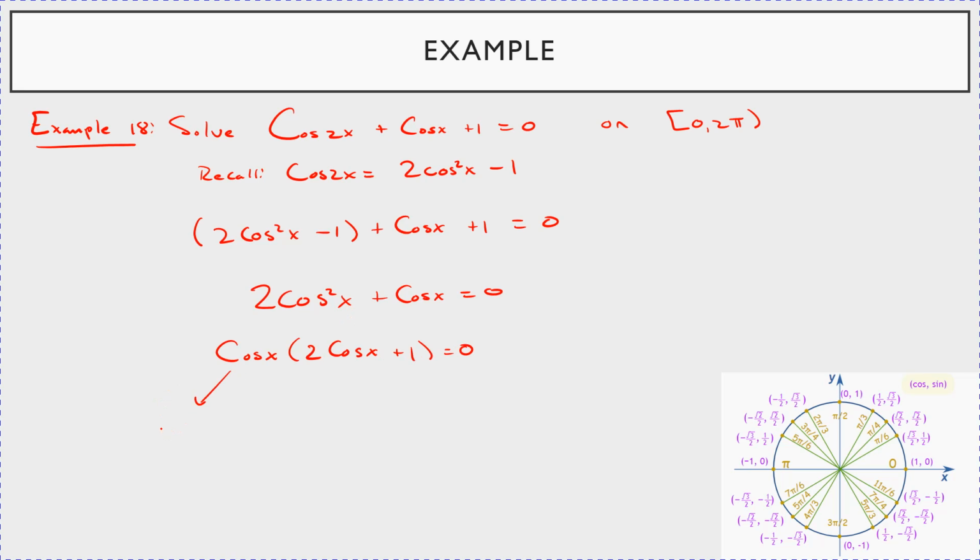Zero multiplication property. So you're looking, where does cosine of x equal 0? Or here you have 2 cosine of x plus 1 is equal to 0. Here you're looking, where does cosine of x equal negative 1/2? Right, so start, when does cosine equal 0? Pi over 2, 3 pi over 2. And then when does cosine equal negative 1/2? Well, that would be here, 2 pi over 3, and then 4 pi over 3 here.